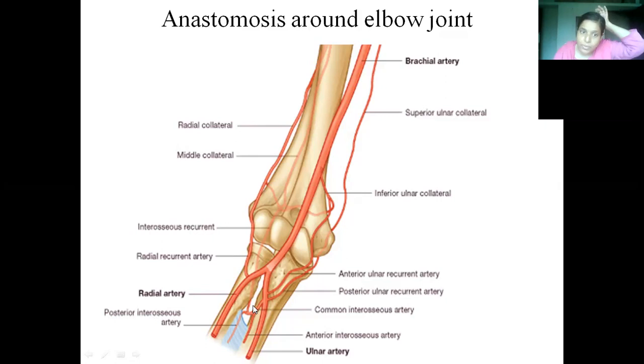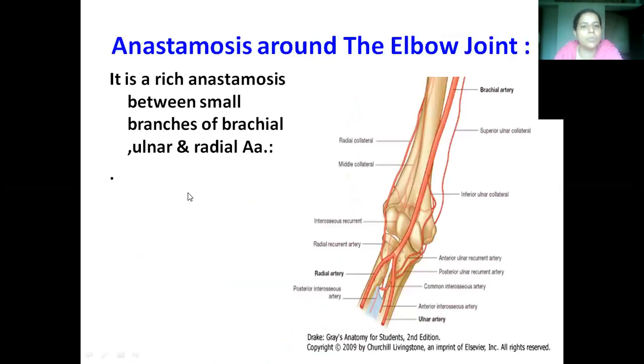Okay, so this interosseous recurrent is actually coming from the posterior interosseous, and it goes and anastomoses with the middle collateral artery. Read this picture carefully, practice this picture, and write the answer in your own words. This is the anastomosis around the elbow joint.